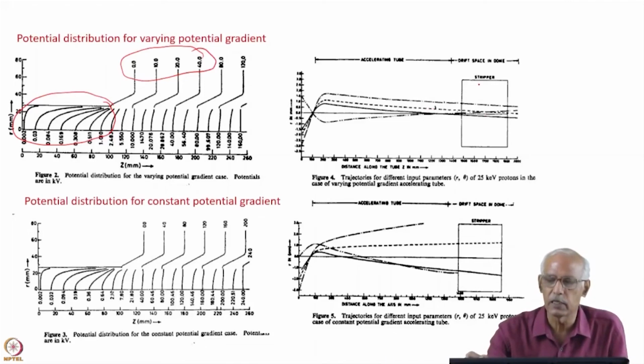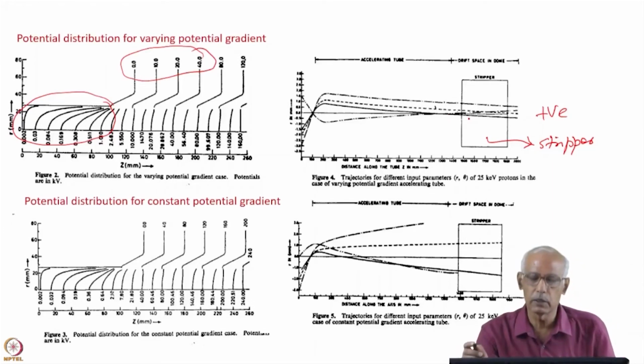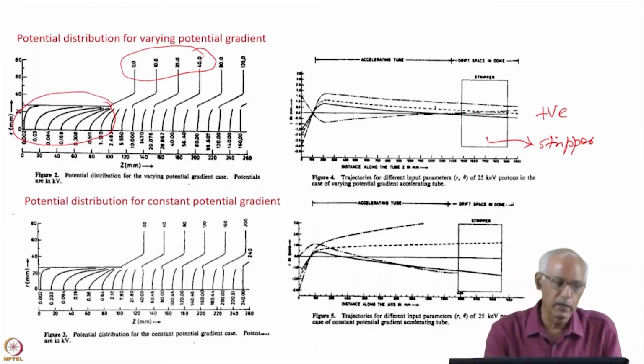This is a tandem accelerator. In the center there is a stripper where the negative ions get converted to positive. So in this region it is positive. Here is the stripper. You can see how nicely the trajectories are passing through a very small region of the stripper.